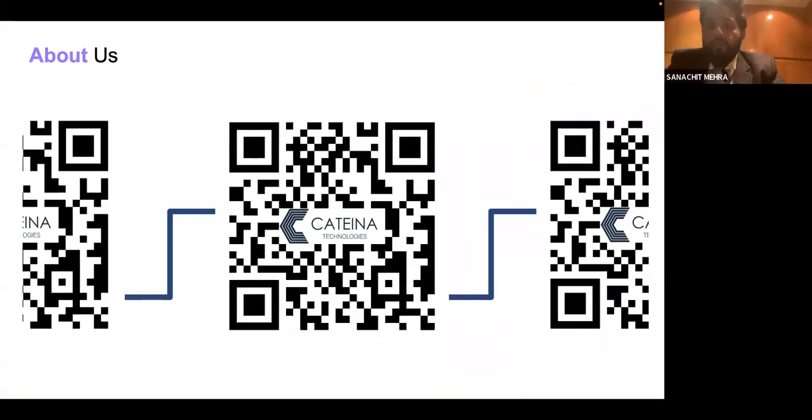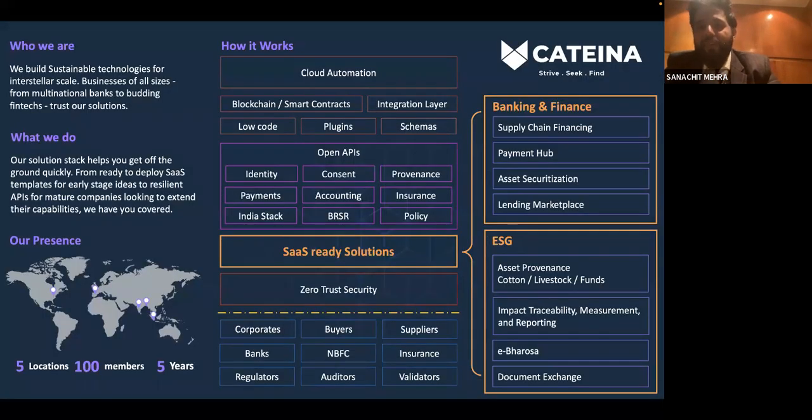Thanks, Shashank. And before anybody misconstrues, I'm not a lawyer. I might be wearing a coat and dressed in white, but I'm not a lawyer. What we are is, Katina is a tech company, about 6 years old, with 100 people on the team. We support banks, insurance, and companies in the BFSI sector to focus on their core expertise through integrations by APIs and SaaS-driven solutions.